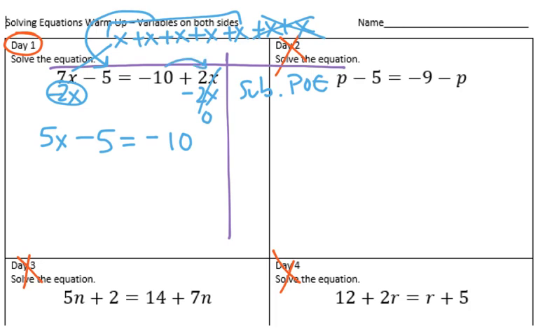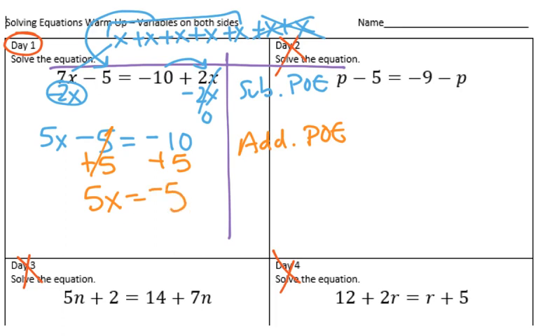Okay. Now the next step is we want to get the constants on the same side, so x is all by itself. So I would add 5 to both sides because that's the opposite of minus 5. We can do that because of the addition property of equality. That would give me 0. That additive identity property of 0 says that means nothing. So I'm left with 5x on the left side. Negative 10 plus 5 wouldn't be negative 15. It's negative 5. If you didn't know that, use the calculator.